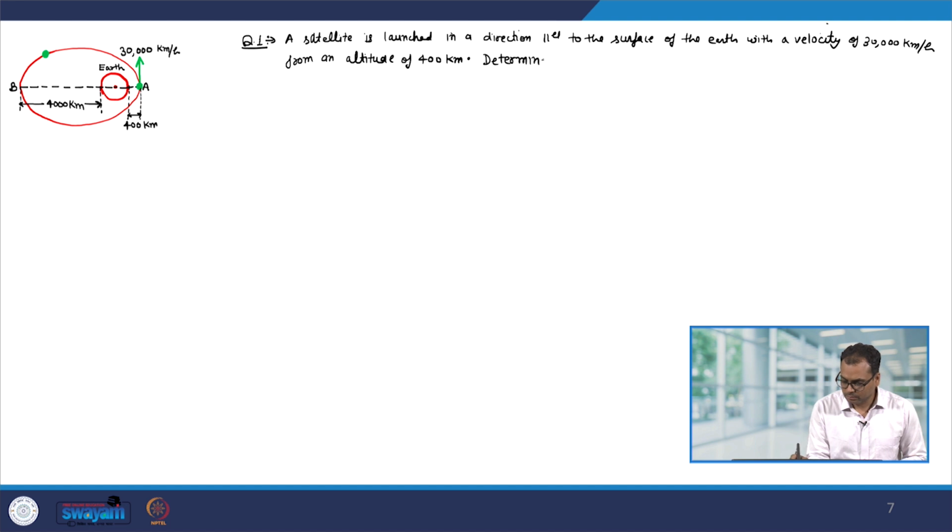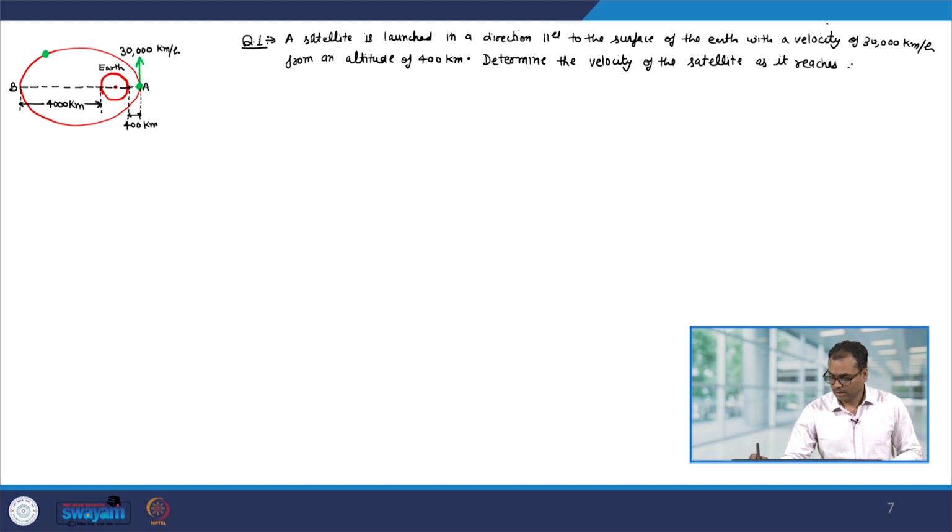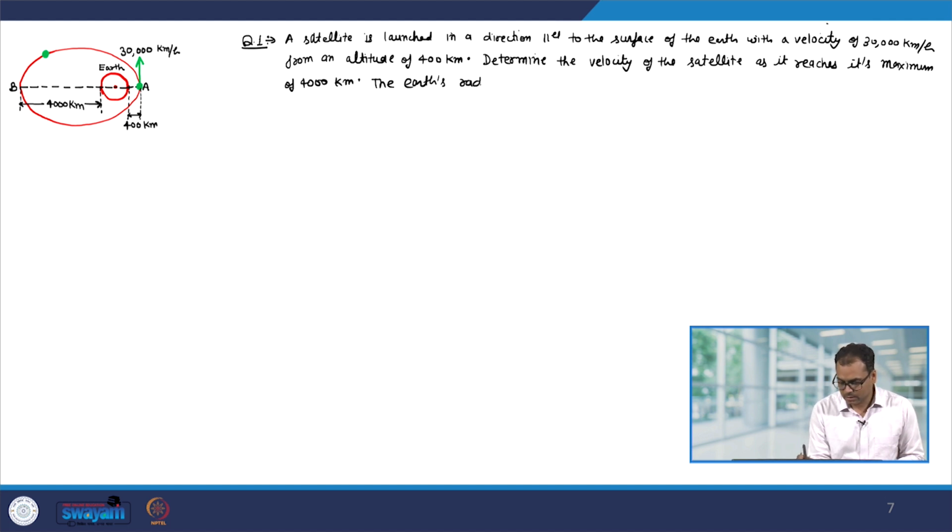Determine the velocity of the satellite as it reaches its maximum altitude of 4,000 kilometer, and it is given that the earth radius is 6,370 kilometer. Now, in this question we have been asked to find out the velocity of the satellite.